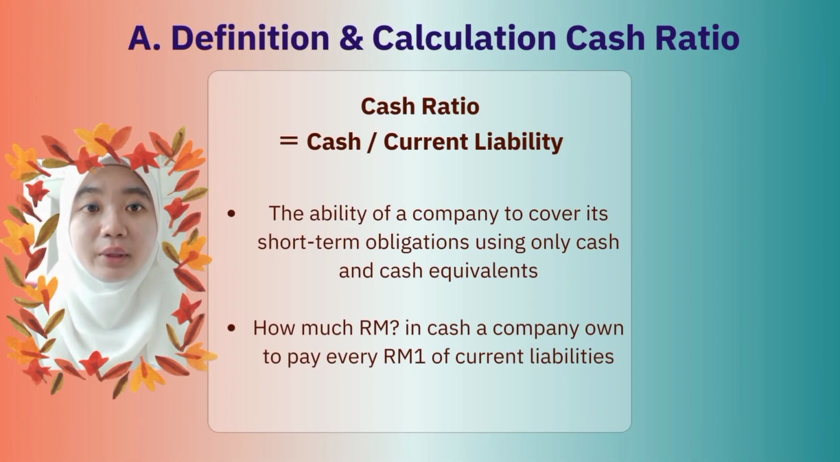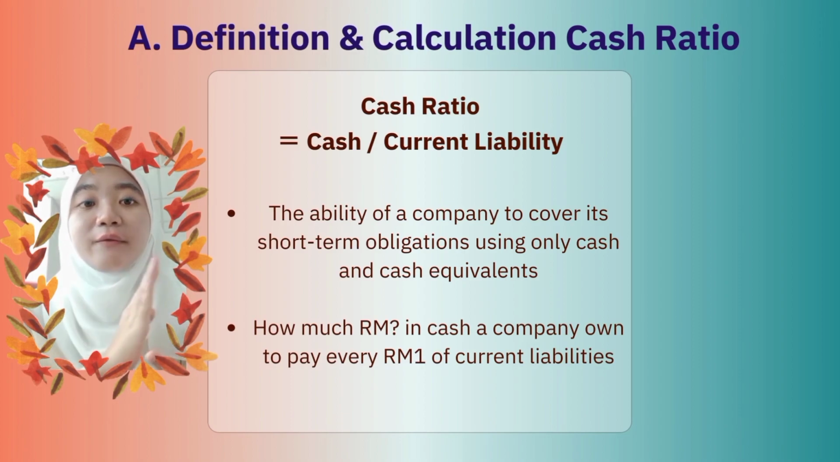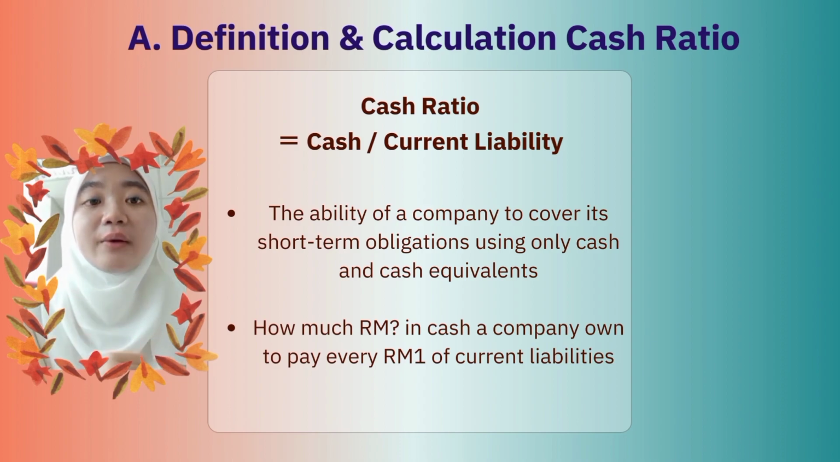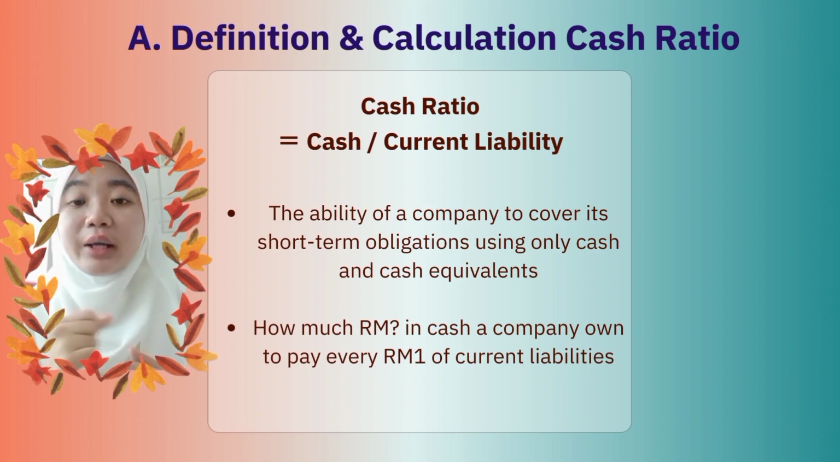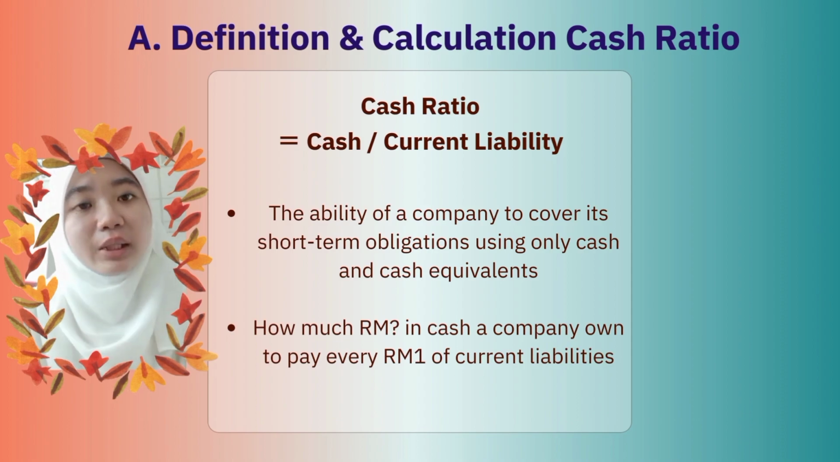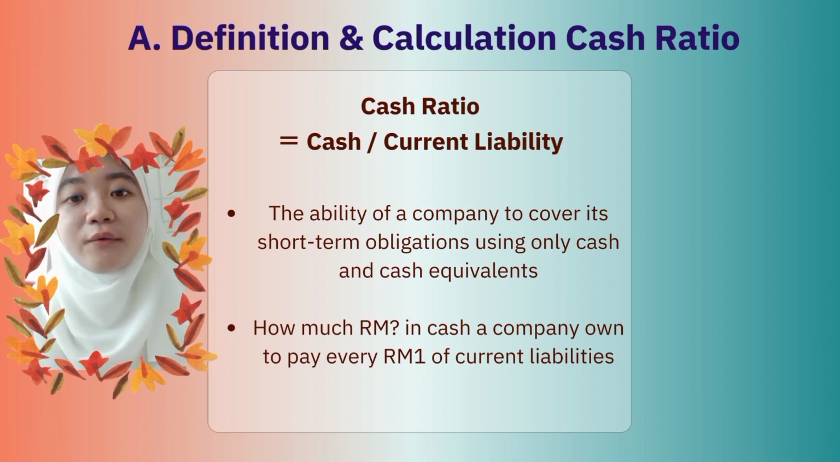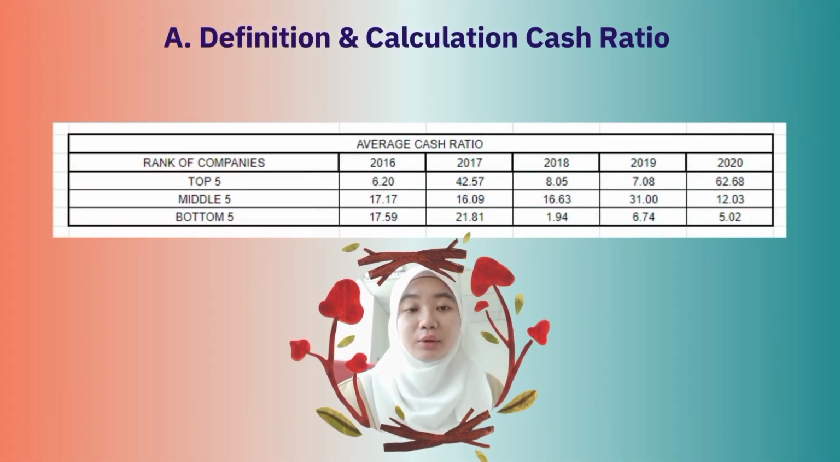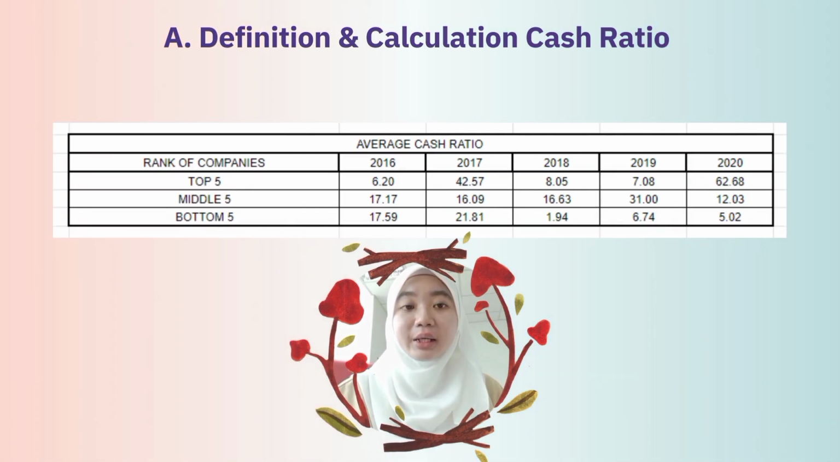Okay, now I will explain the cash ratio, where it still uses the current liabilities amount, but we only use the amount of cash, only cash. So the cash ratio measures the ability of a company to pay its current liabilities just by using its cash and or cash equivalents. From this ratio, we can know how many ringgit the company can pay from just its cash or cash equivalents for every 1 ringgit of its current liabilities. So these are the calculations that we made for the cash ratio.